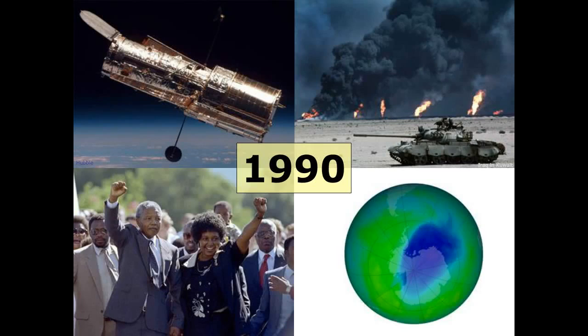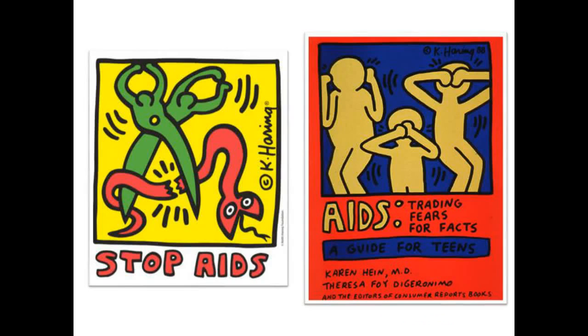1990 was the year that the Hubble Space Telescope was launched, that Saddam Hussein invaded Kuwait, and that was the start of the first Gulf War with Operation Desert Shield. It was the year when Nelson Mandela was freed from Robben Island prison, and it was also the year that the ozone layer became popular.